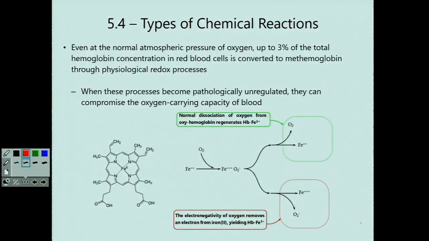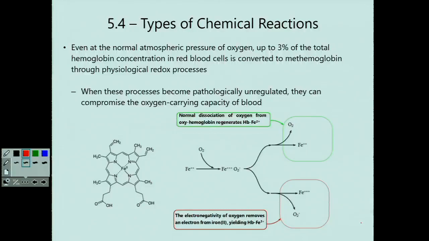The iron, by merely binding that oxygen and latching onto it, technically becomes iron 3. Now, as long as when that oxygen is let go in the tissues, the oxygen takes with it the same 2 electrons that it put into the iron to make the bond, then nothing has happened. The normal dissociation returns the iron back to iron 2.